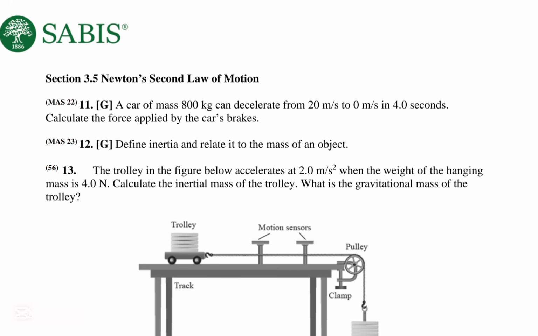So let's start with question number 11, which is a grid. A car of mass 800 kg, so this is the mass of the car, can decelerate from 20 meters per second, so this is V initial, to 0 meters per second, V final, and the time being 4 seconds. They want us to calculate the force applied by the car's brakes. So we know Newton's second law of motion, it is what? It is the sum of forces is equal to the mass times the acceleration.